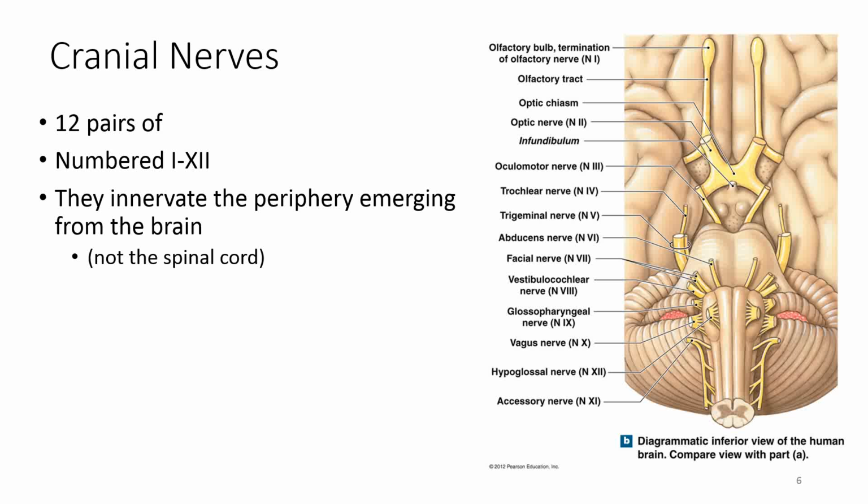So the anterior most one is going to be cranial nerve number 1, that's the olfactory bulbs. Cranial nerve number 2 is the optic nerve because that actually originates behind the olfactory nerve. Oculomotor nerve is behind that one. Number 3, trochlear nerve, trigeminal, abducens, facial, vestibulocochlear, glossopharyngeal, vagus, hypoglossal, and then the accessory nerve. And so again, they're labeled and numbered based on their location on the inferior part of the skull. So they innervate the periphery of the brain. So this is going to be outside of the brain cavity itself, and so it's not the spinal cord.